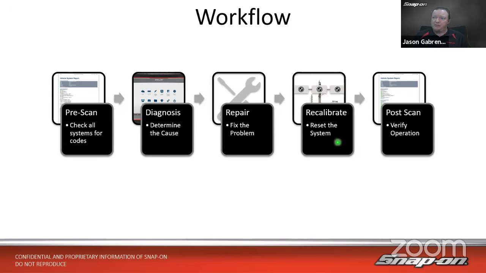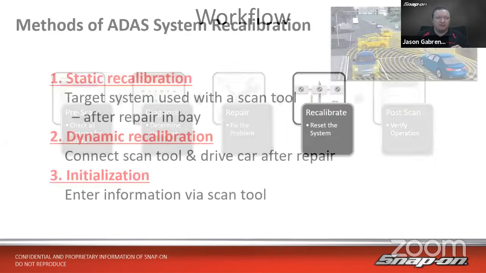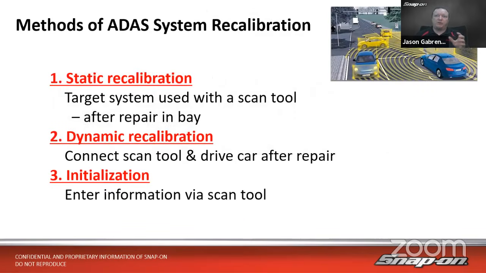And then once we're done with that, we may take a road test drive cycle, and then we want at the end to verify there are no codes left in the vehicle. Our purpose in this presentation is to focus on that recalibrate section. So we'll talk about resets and relearns. Really, when it breaks down for ADAS, it breaks down to 3 different methods of recalibrating the system. So we have a static, a dynamic, and an initialization.